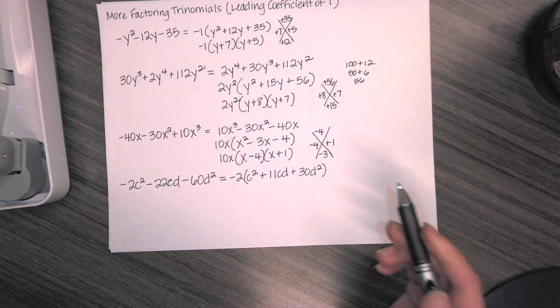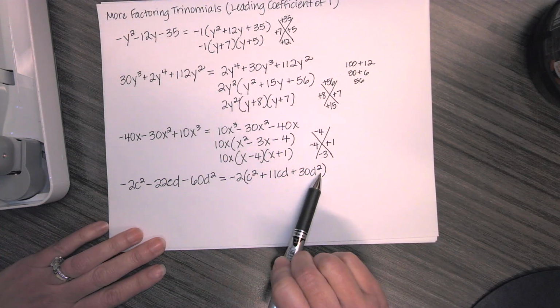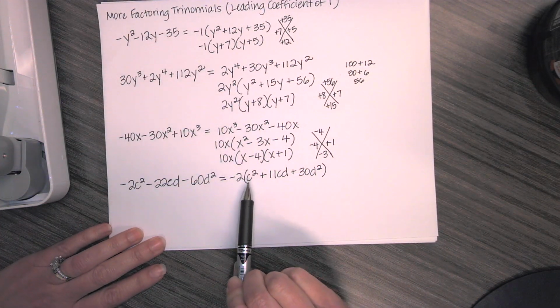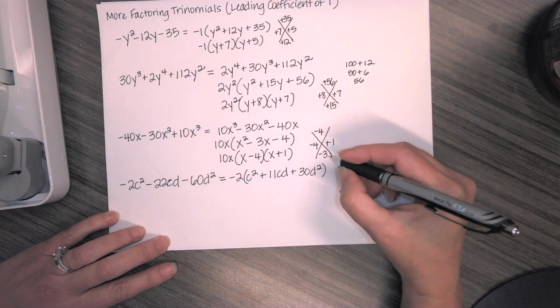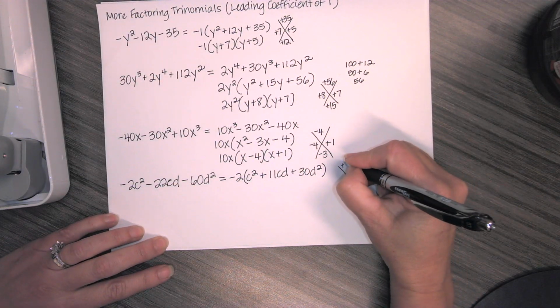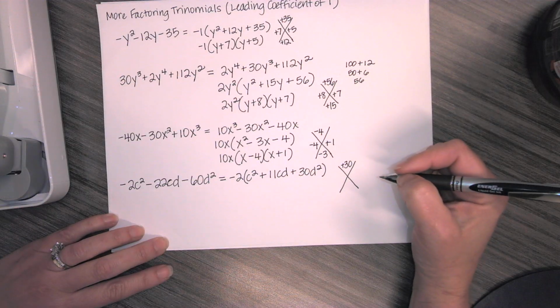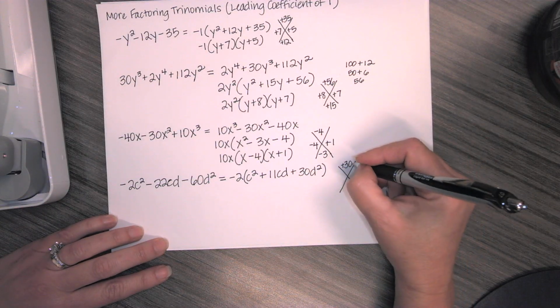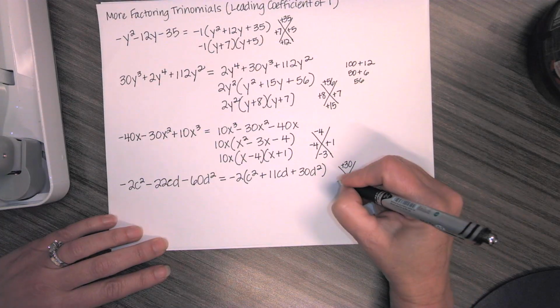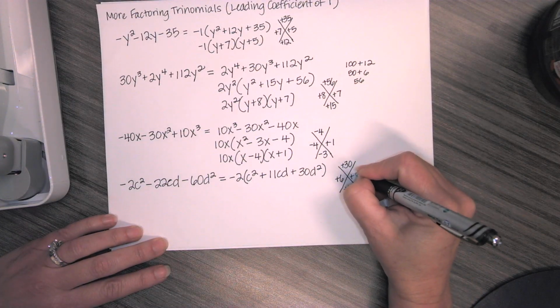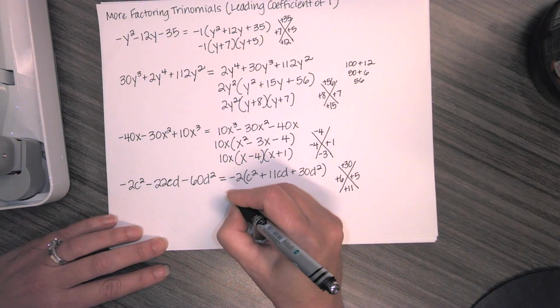Now, in my last video, we did a problem like this. It does have a leading coefficient of 1. So essentially you do it the same way. We just have that extra variable in there. And I'll remind you what to do with that. We're looking for factors of 30 that add to get positive 11. Those are going to be positive 6 and positive 5.